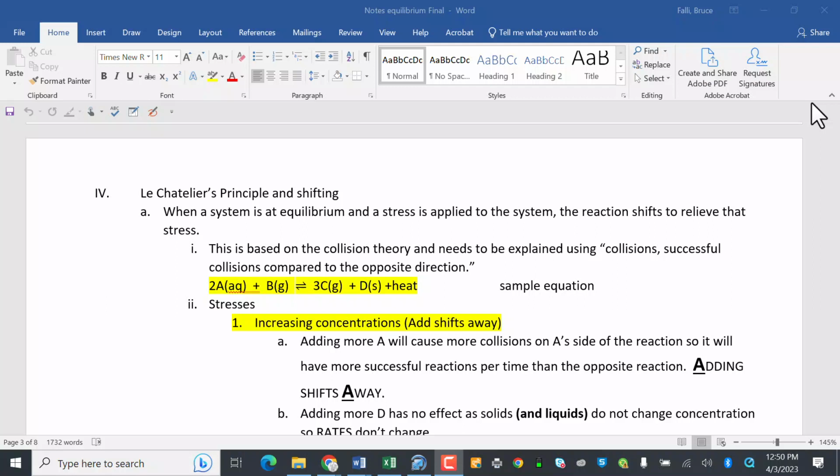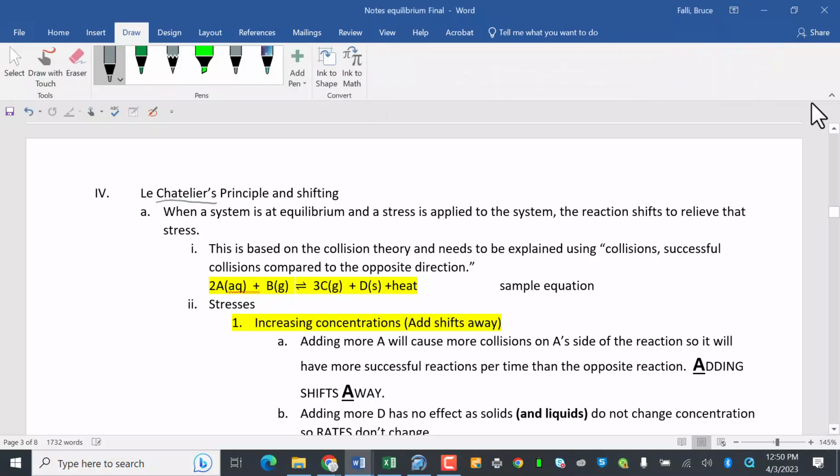We're going to talk about Le Chatelier's principle and shifting. Yes, Le Chatelier's principle. You should be able to say it, so say it with me: Le Chatelier's principle. If you can say it, you can understand it a little bit more.